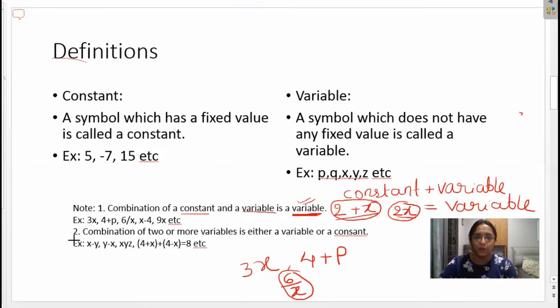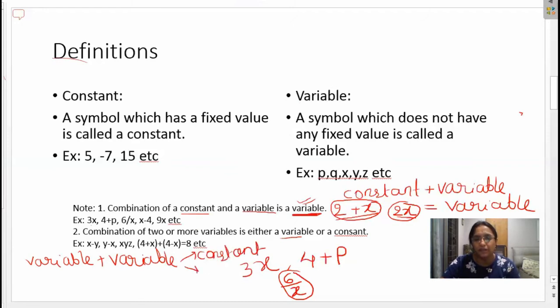Next, second note: combination of two or more variables is either a variable or a constant. So here, what is the combination of two or more variables? That is variable plus variable. There are two options. It may be a constant or it may be a variable.